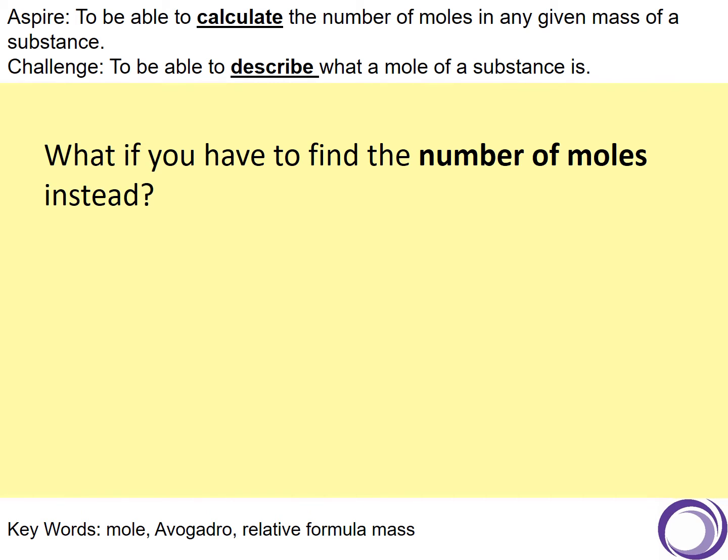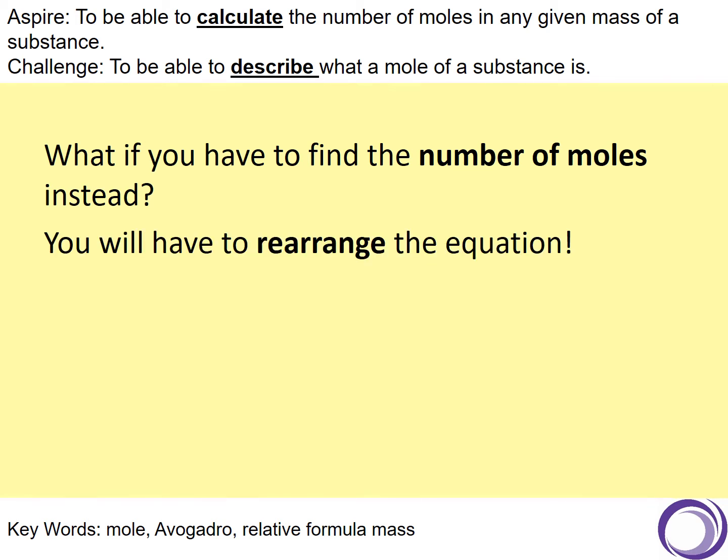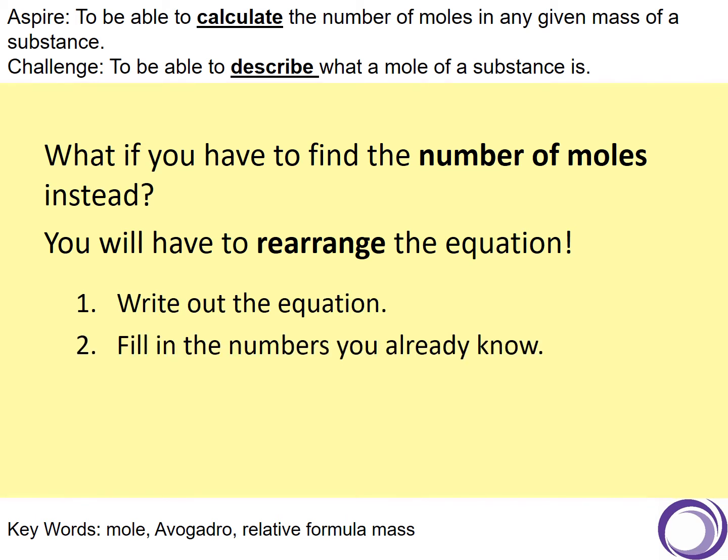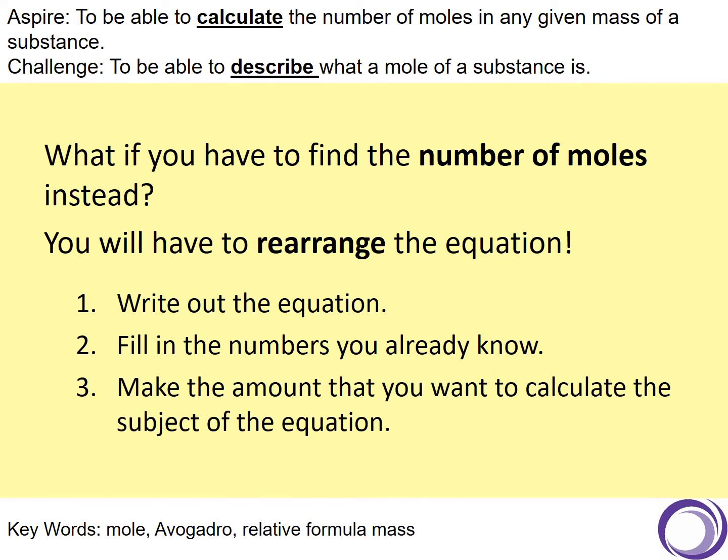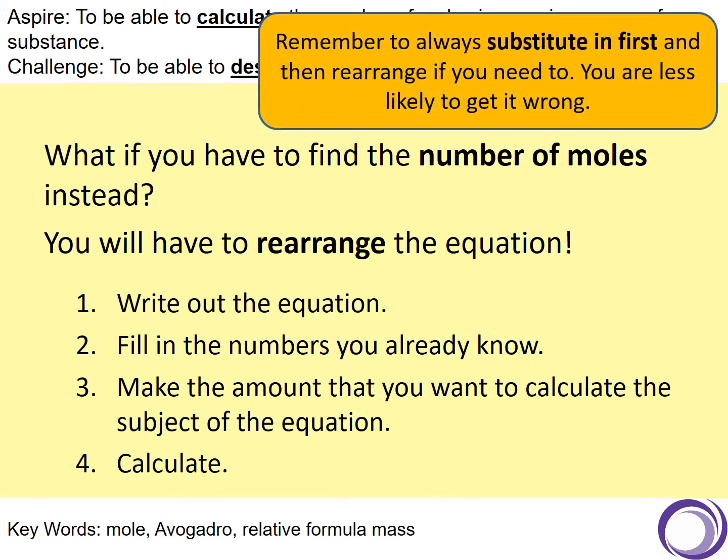So that's the easy way of doing it because it's a very simple sum. But what if we have to find out the number of moles instead of the mass? So this time you will have to rearrange the equation. The simplest way to do it is to write out the equation as it is, fill in any numbers that you already know, and then make the amount that you want to calculate the subject of the equation by dividing out on both sides to leave that value on its own. And then you do your final calculation. So I'll take you through an example of that. Okay.